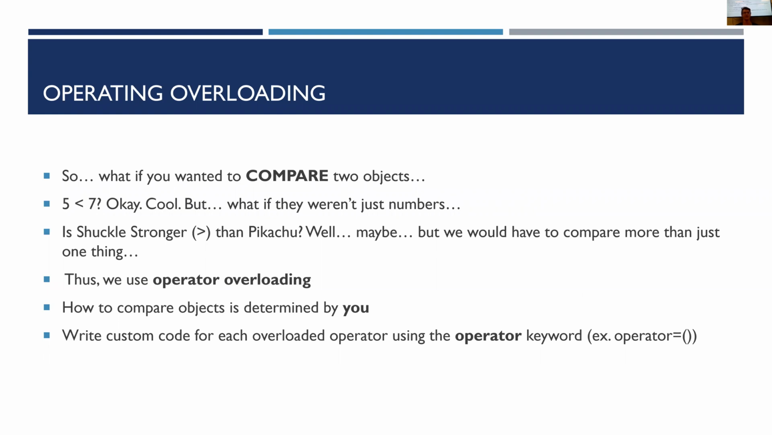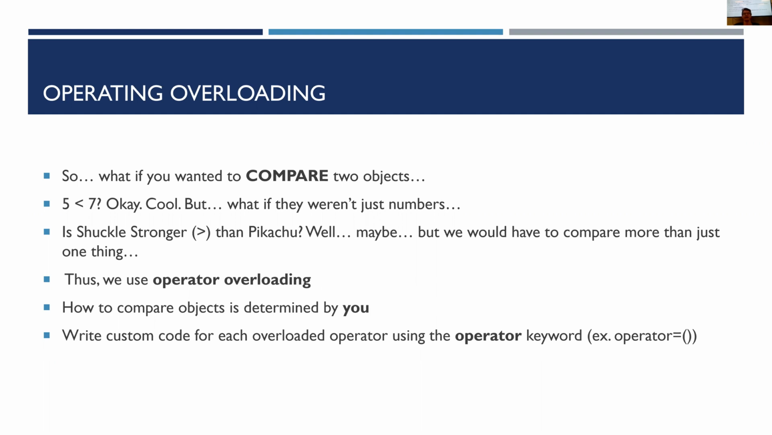Then we have operator overloading. I think I alluded to this earlier. If you want to compare two objects, but let's say you have two ints, it's obvious what the comparison is going to do. Like 5 is less than 7 that I have written there. But let's say I decided to add in a Pokemon reference. Those are two Pokemon names, Shuckle and Pikachu. Let's say I wanted to see if one was stronger, or basically greater than the other.